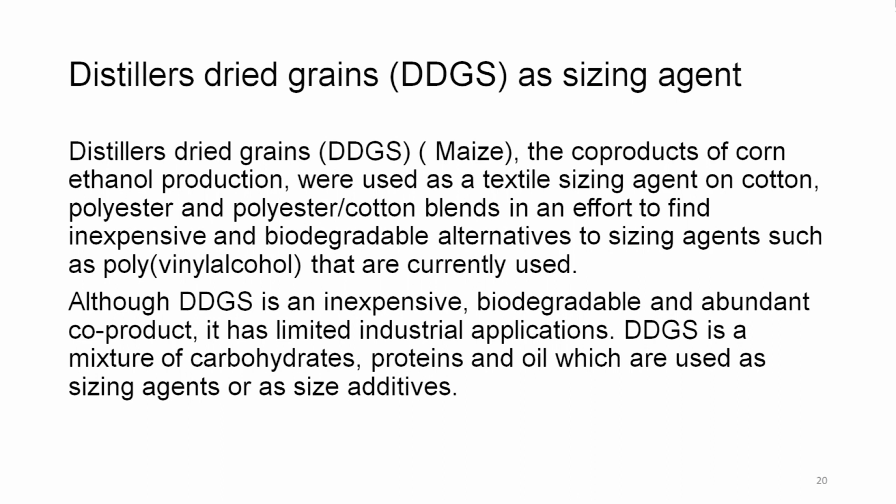Now, let us look at some of the other not so popularly known sizing agents, and one of them is distillers dried grain, DDGS. Distillers dried grain, that is maize, the co-product of corn ethanol production, was used as a textile sizing agent on cotton, polyester and polyester cotton blends in an effort to find an inexpensive and biodegradable alternative to sizing agents such as polyvinyl alcohol that are currently used. Although DDGS is an inexpensive, biodegradable and abundant co-product, it has limited industrial application. DDGS is a mixture of carbohydrate, protein and oil which are used as sizing agents or as size additives.